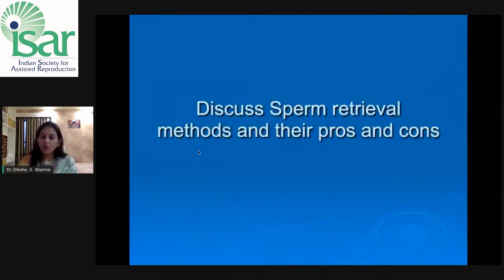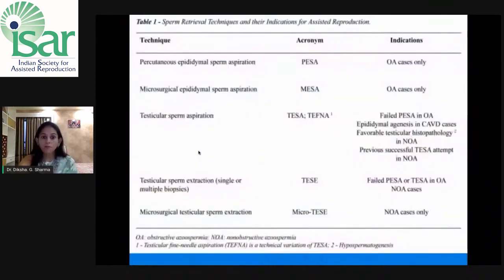The last part, I would be discussing the various sperm retrieval methods and the pros and cons. Like I said, the first is PESA or percutaneous epididymal sperm aspiration, indicated when there's obstructive azoospermia, where we are planning to get the sperm from the epididymis. In a MESA, we are also getting sperm from the epididymis, but with microsurgical methods. In obstructive azoospermia cases, we do a MESA.